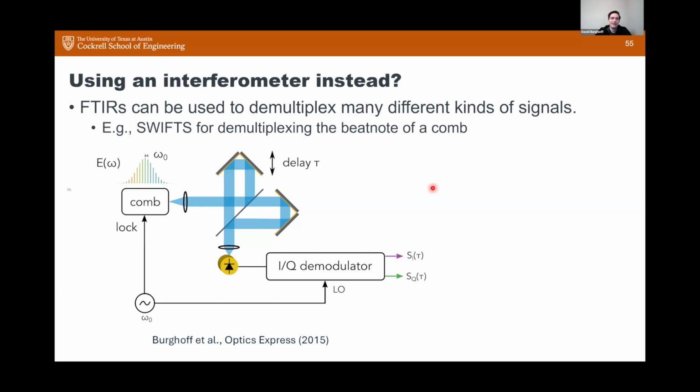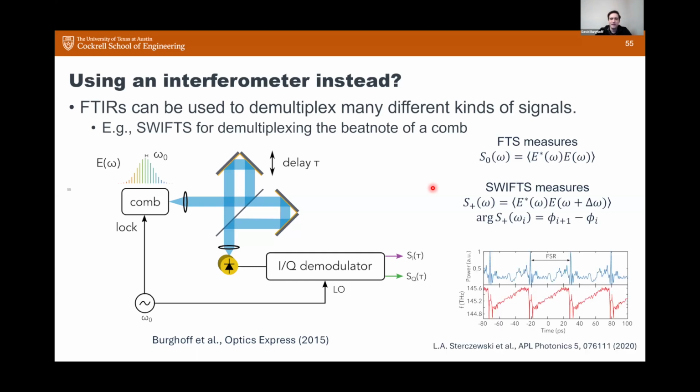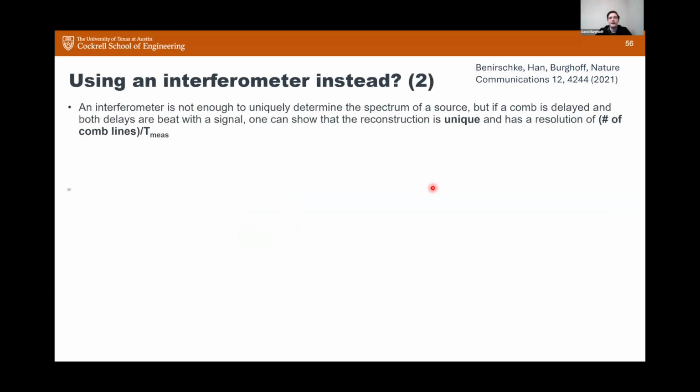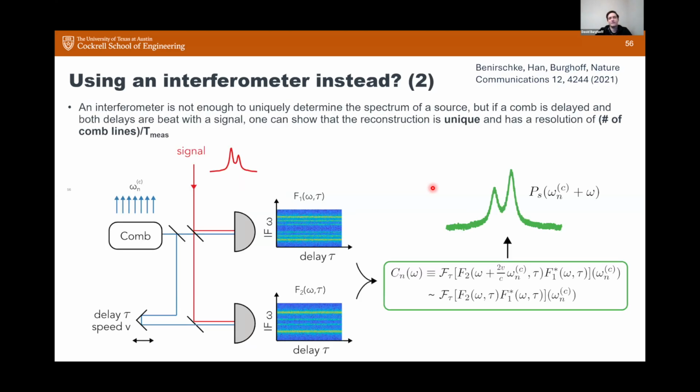So all these beat notes are added on top of each other. They're all at the same frequency. So how do you separate them out? Well, one way is, can you use an interferometer? And it turns out the answer is no. You can't use an interferometer by itself in order to do this measurement, to separate out these different beatings. But you can do something like an interferometer.